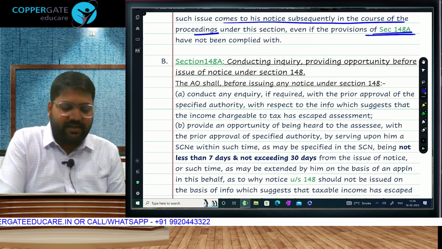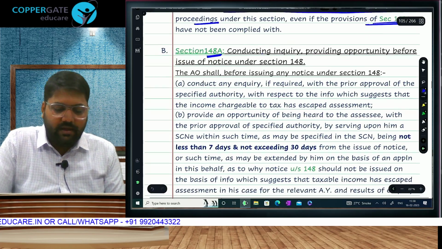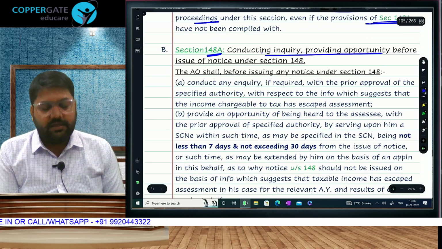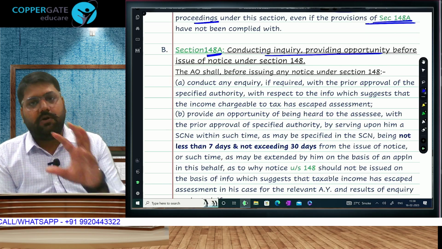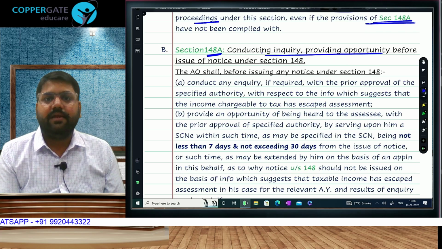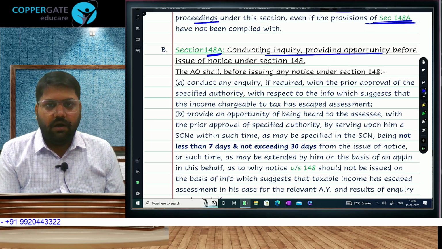What is this procedure that has to be followed under section 148A? Before doing anybody's 147 ka order, you will have to conduct an inquiry and provide an opportunity of being heard before issue of notice under section 148.